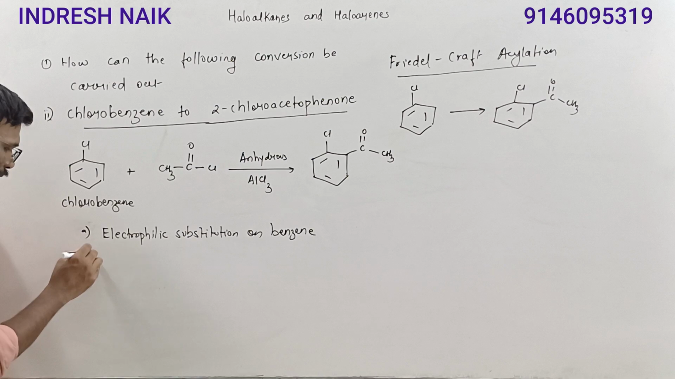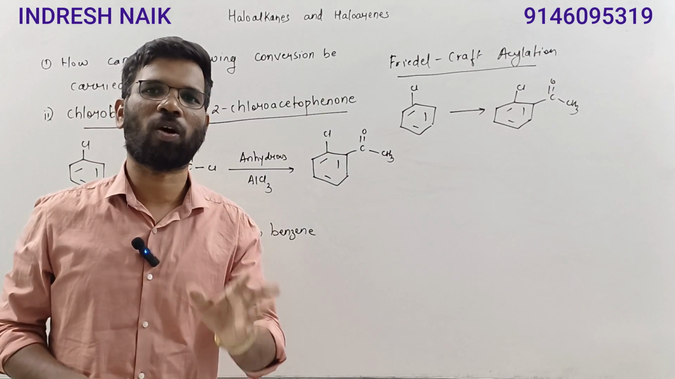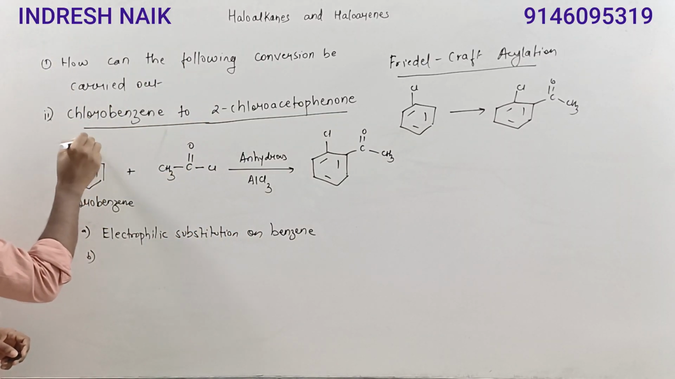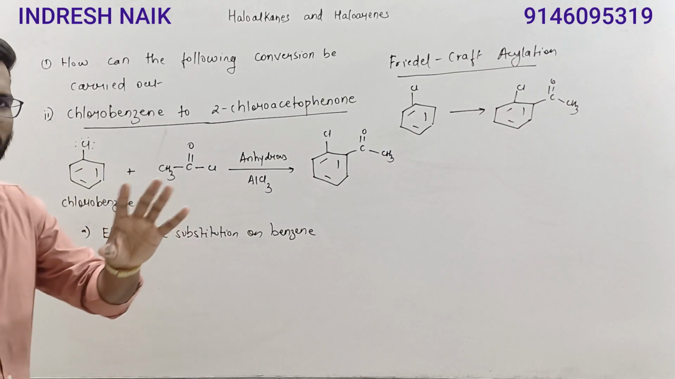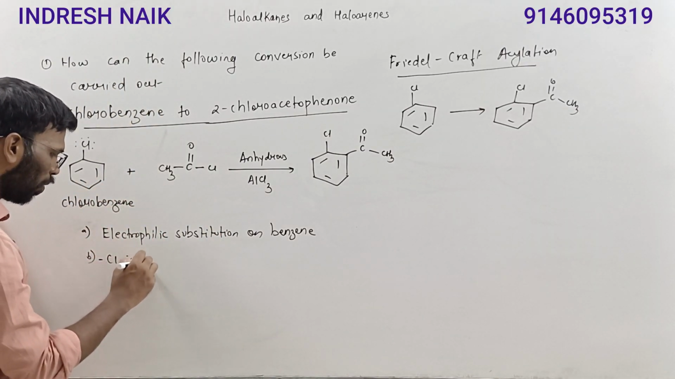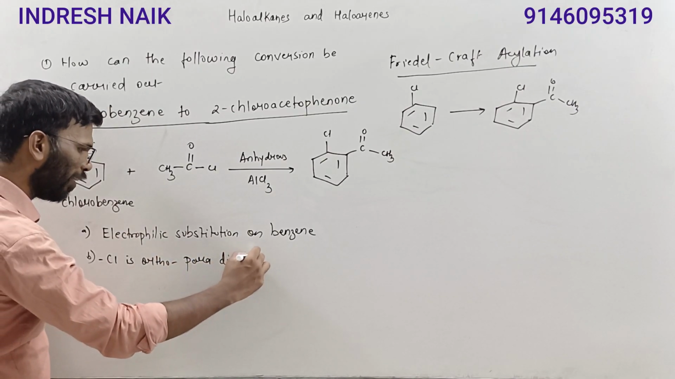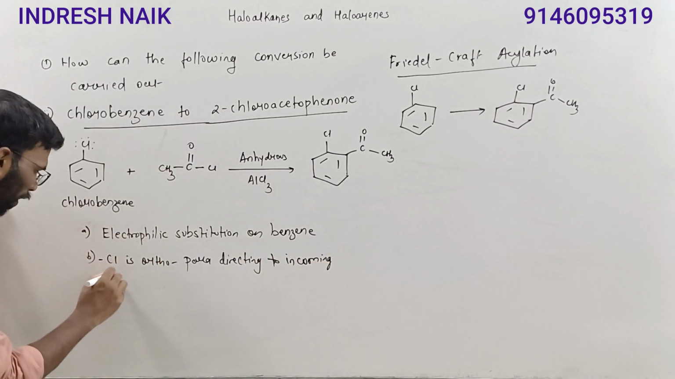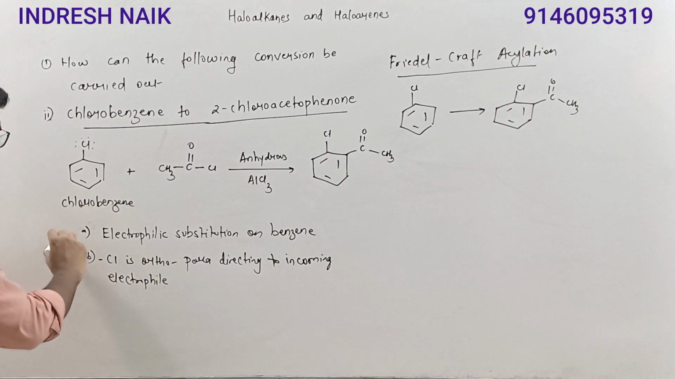Here a certain electrophile will be generated that will be substituted on benzene. Since there is a chlorine group present, it will direct an incoming electrophile to what position? Ortho-para. That is the nature of an ortho-para directing group. There are reasons for that: because of the resonance, it creates negative charge densities here, here and here, ortho and para. So that's why chlorine is an ortho-para directing group, directing the incoming electrophile to this position. These are the two important points regarding this.